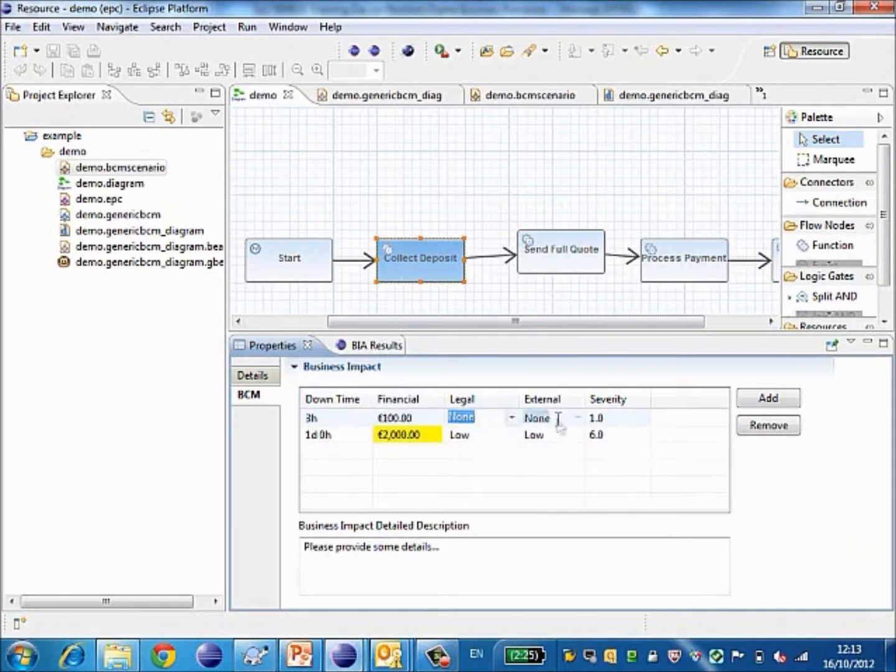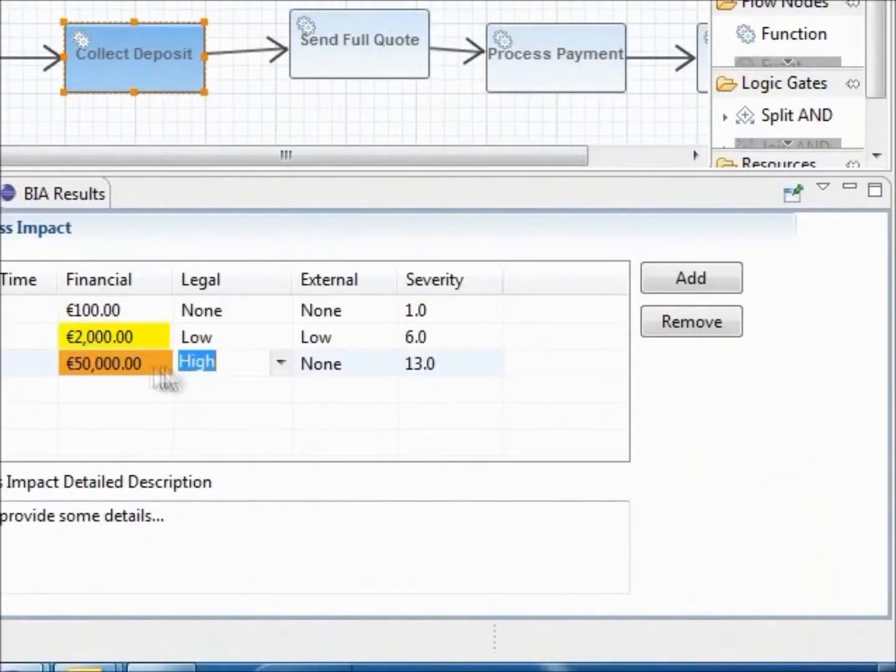Some of the impacts you can quantify because he knows his business is not running. He can tell you the exact figures from the history data. Some of them you cannot quantify, so legal impact could be high, low, or medium, whatever. Now, external means the customer or external stakeholders. If this activity is not working, he can say that in terms of customer satisfaction, it could be a mega impact. My customers will be very unhappy about that. Then severity is computed.